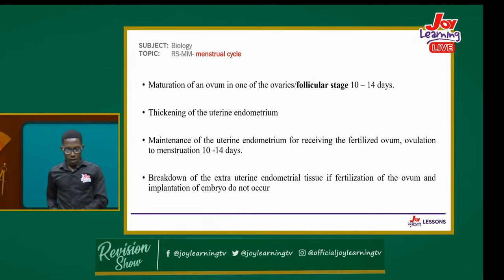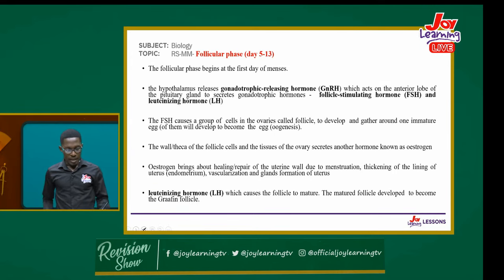So all that I said, let's look at how we present in the exams. The menstrual cycle has four main distinctions: the maturation of the ovum, the thickening of the uterine endometrium, and maintaining the endometrium for receiving a fertilized egg. If it does not, then there's the breakdown. So in exams, we start by saying that the first day we have the menses, the beginning of the follicular stage.